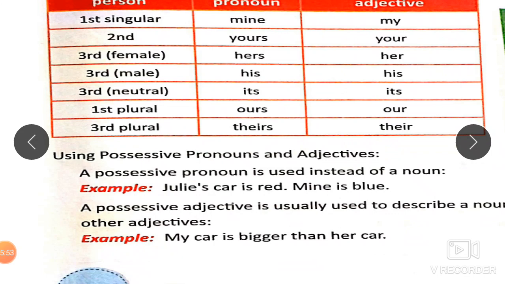Instead of repeating my car, if we use the possessive pronoun mine, the sentence definitely sounds better, and hence the possessive pronoun is also used here. So mine here is an example of possessive pronoun. Now, an example of a possessive adjective: my car is bigger than her car.